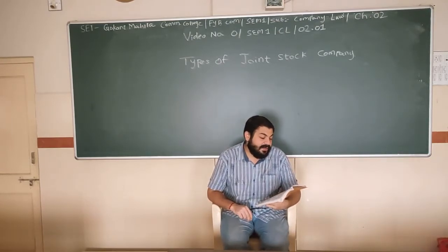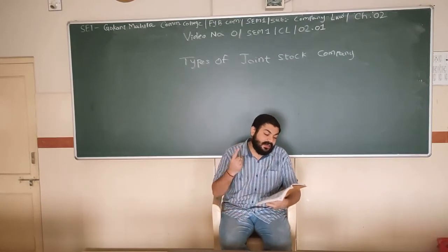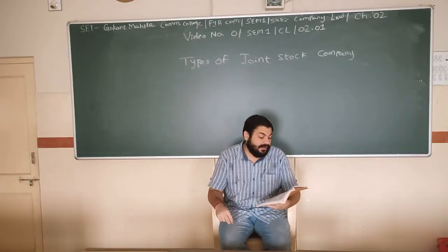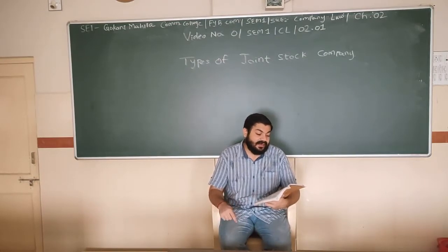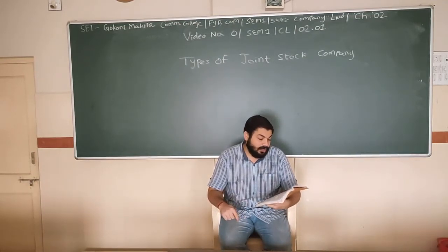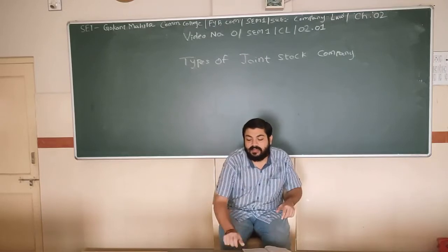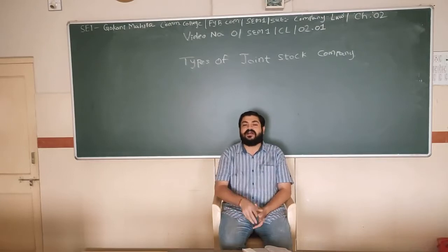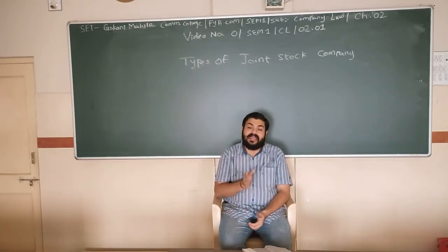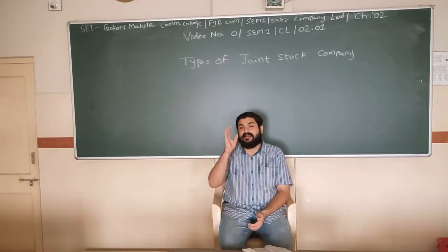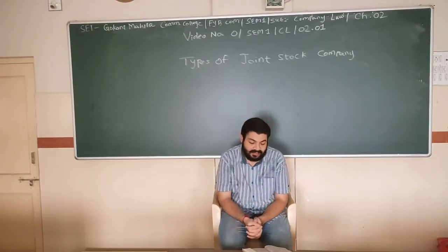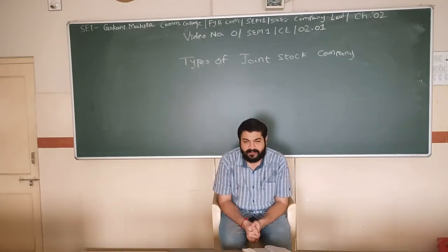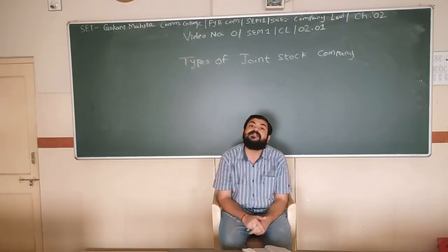Basically, there are three main types of companies: chartered company, company registered under the Companies Act, and company registered under special law. Firstly, we are going to discuss chartered company. I said three types of companies. First one is chartered company. Second one is company registered under the Companies Act, that is registered company, we can say, or statutory company. And next is company registered under special law.